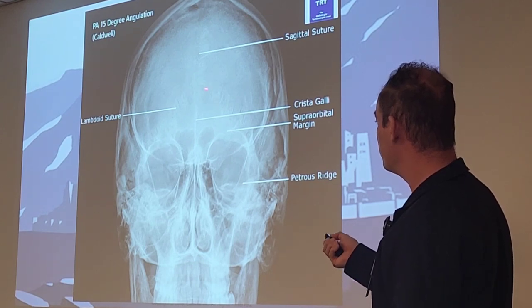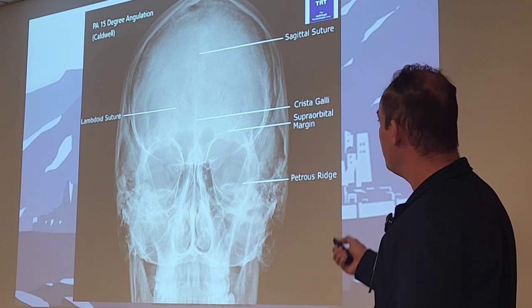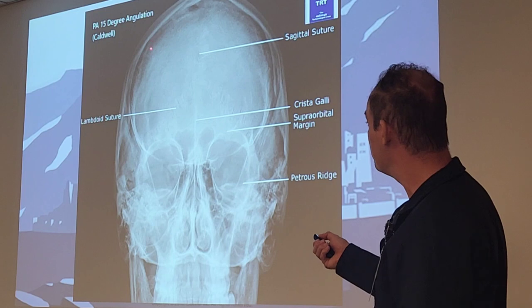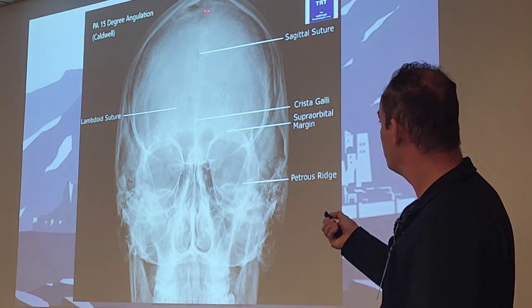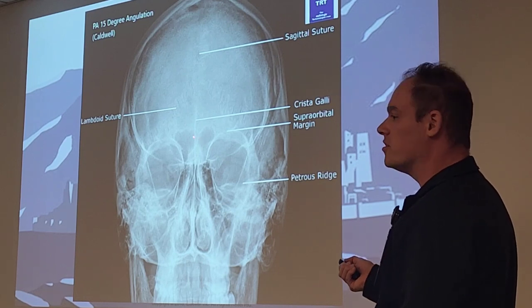Lambdoidal is a triangular shape. Think of the lambda. If we were to see the coronal suture in this view, which we can't really see, the coronal suture is going to be up here, but you can kind of barely see it. Frontal sinuses.